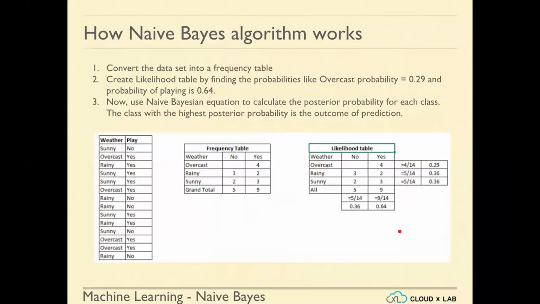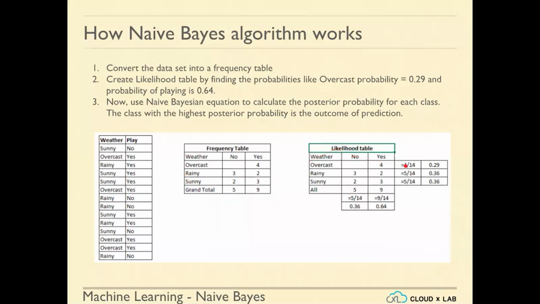What we do as part of this is convert our data set into frequency tables. Here this is a frequency table. It says that if the weather is overcast, how many times did we play? 4 times. If the weather is rainy, how many times did we play? 2 times. And how many times did we not play? 3 times. And if the weather is sunny, these many times we played and these many times we did not play. Now we have the overall grand totals as well: overall, these many times the game did not happen, and these many times the game did happen.